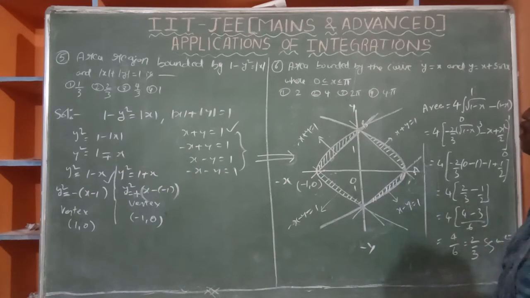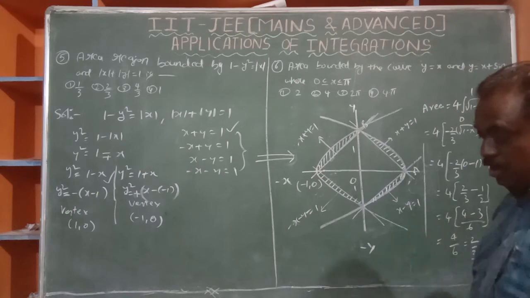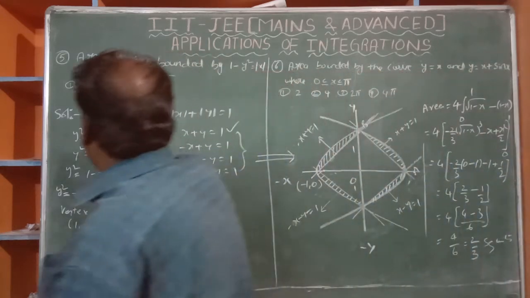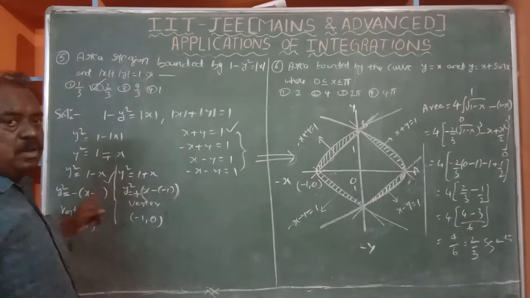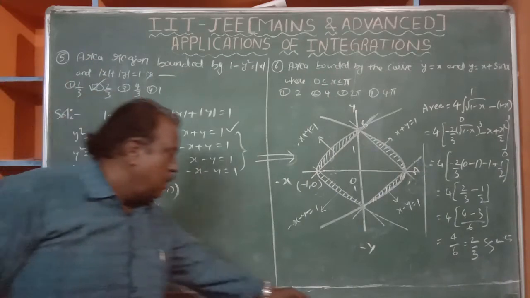So the answer is 2 by 3 square units. This is the second option. Is it clear?